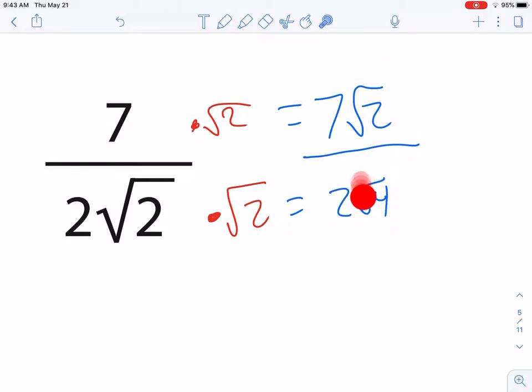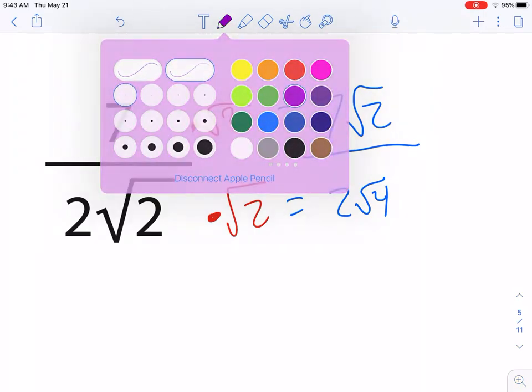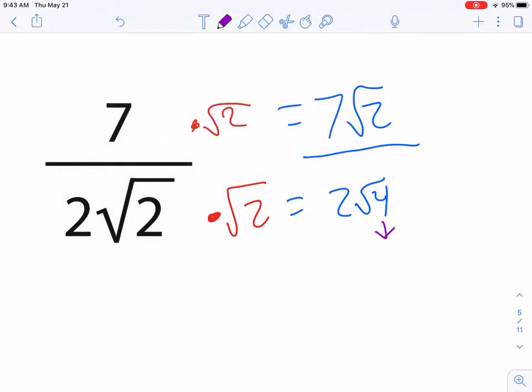The square root of 4 is 2. So if I take the square root of 4, I get 2. So what this really is saying is 2 times 2, which is 4. So we got 7 rad 2 over 4.